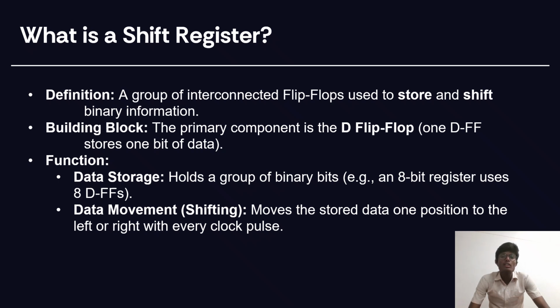And next, what is a shift register? Definition: a group of interconnected flip-flops used to store and shift binary information. Next, the building block. The primary component is the D flip-flop. One D flip-flop stores one bit of data. Together, the data storage function holds a group of binary bits, for example 8 bits, 3 bits, 4 bits, and n bits from D flip-flops. And in data movement, shifting moves the stored data from one position to the left or right with every clock pulse.